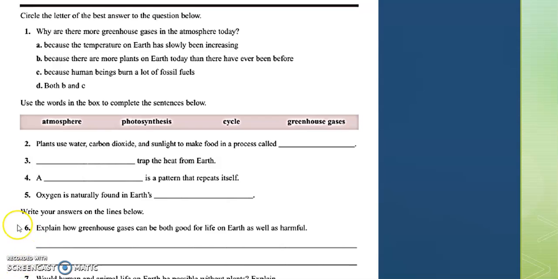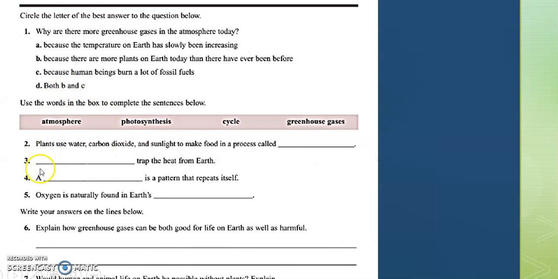Next question. Explain how greenhouse gases can be both good for life on Earth as well as harmful. Well, you know, it's good because it's a process that protects the planet, and it's not good when we have too much pollution and too much carbon dioxide, because then the planet is affected, the process is different, you know, it's crazy, right? And your answer is in your own words.